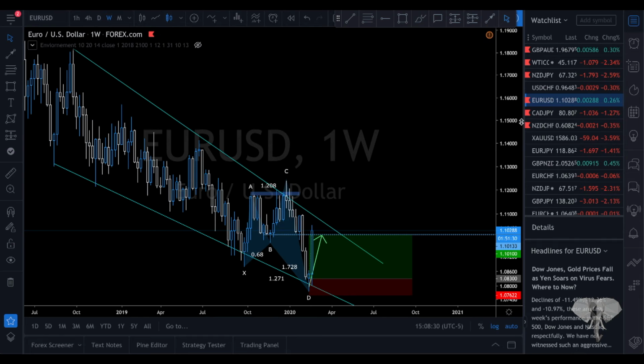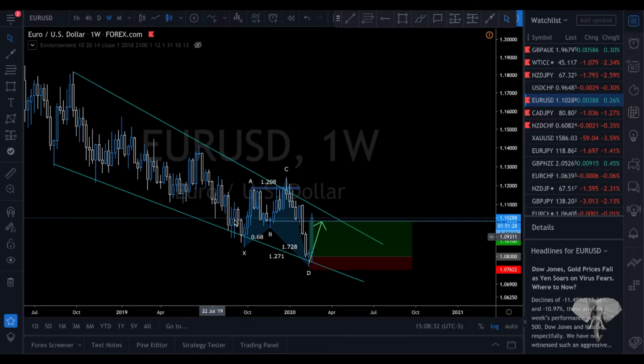Next is going to be Euro USD. We had this descending trend line, this M formation, and with this M formation, once again, we have a high probability of making it to the neckline, and that's exactly what it did.